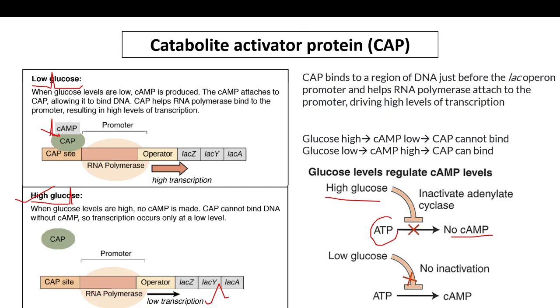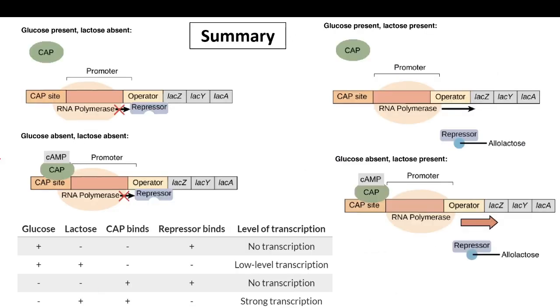So clear? Now in summary, we have talked about the four conditions that can be present. First, glucose is present and lactose is absent. If glucose is present, then cyclic AMP will not be formed and will not bind to CAP, and lactose is absent, which means the lac operon will not work: the repressor will be binding to the operator region, and CAP cannot bind to the CAP site.